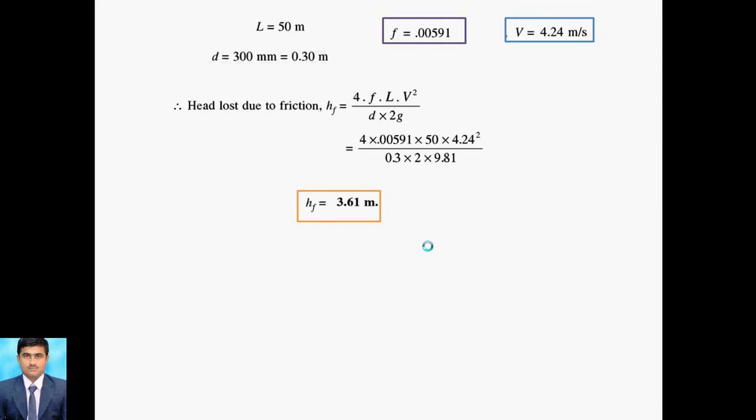So in this session we already discussed the classification of losses of head due to friction and other losses, that is major losses and minor losses.